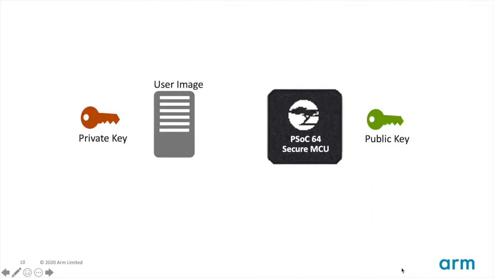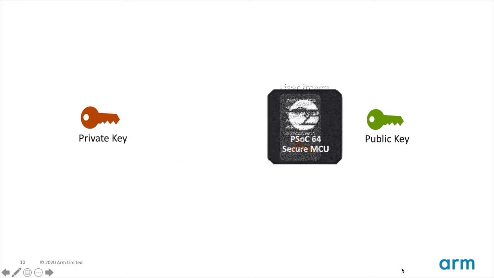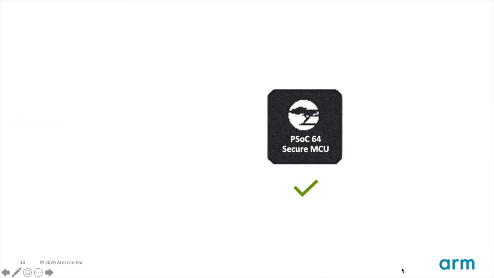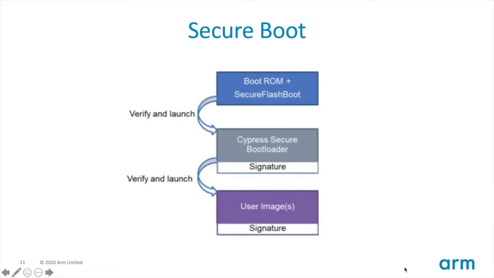So how is this used in the secure boot scenario? Let's say you have your user image in a file, you want to generate a signature based on that user image data, based on the private key, and that gets passed into the memory of the PSoC 64 secure microcontroller, and then it uses its public key that's embedded securely in the device to verify that the application is correct.